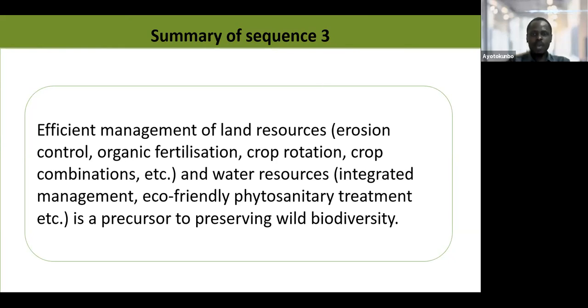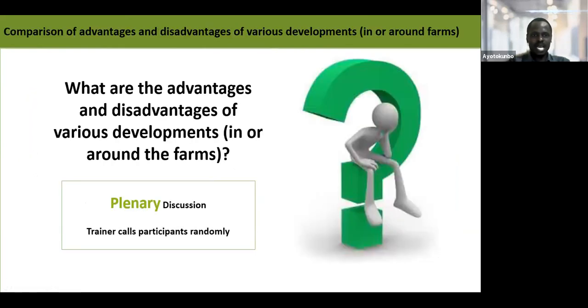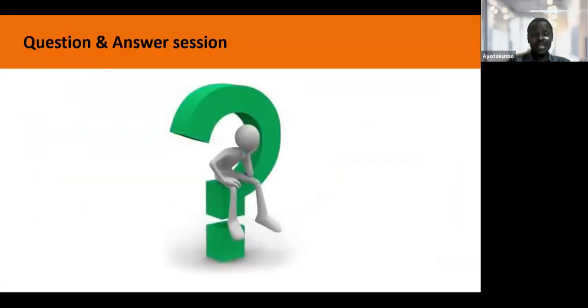So from there, we proceed to a question which we asked: what are the advantages and disadvantages of various developments in and around the farm? Actually, all of us discussed the advantages and disadvantages of our practices on our farms. So we went to question and answer, in which nobody asked a question, which we believe means we all understood what we have discussed so far.